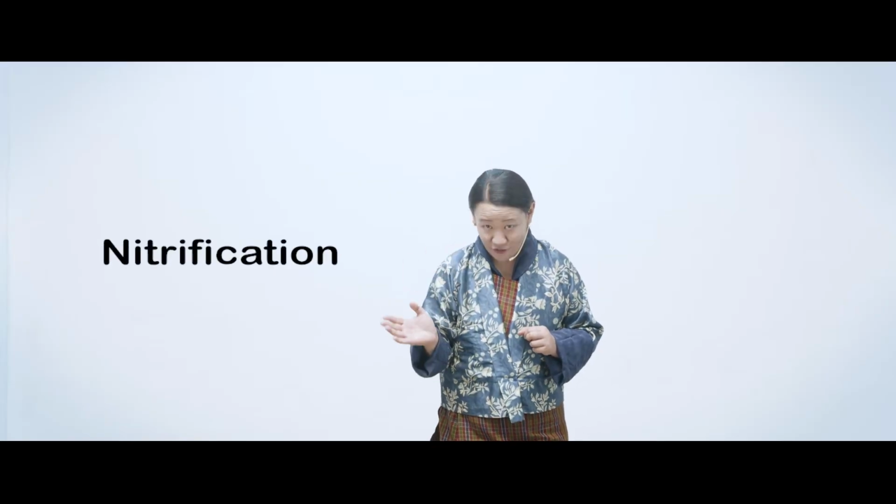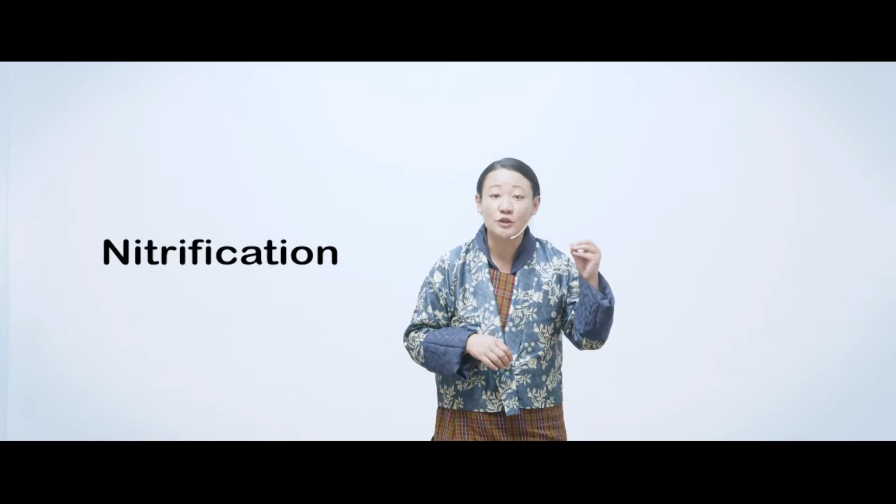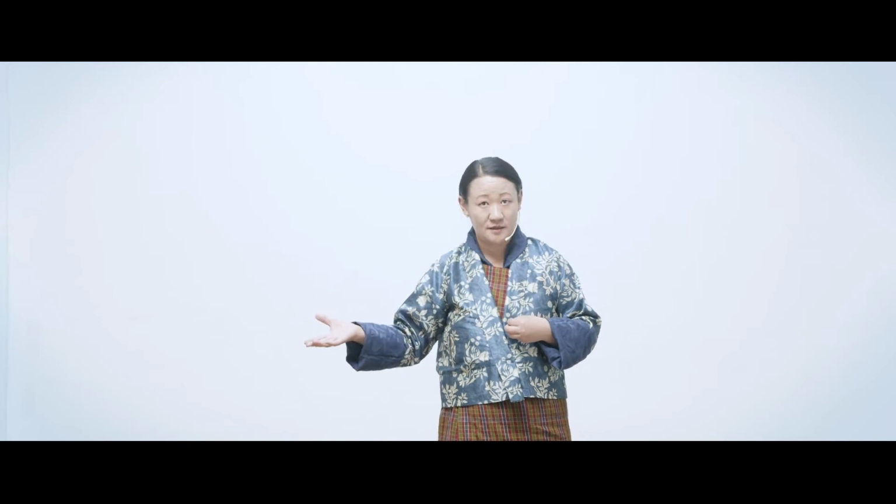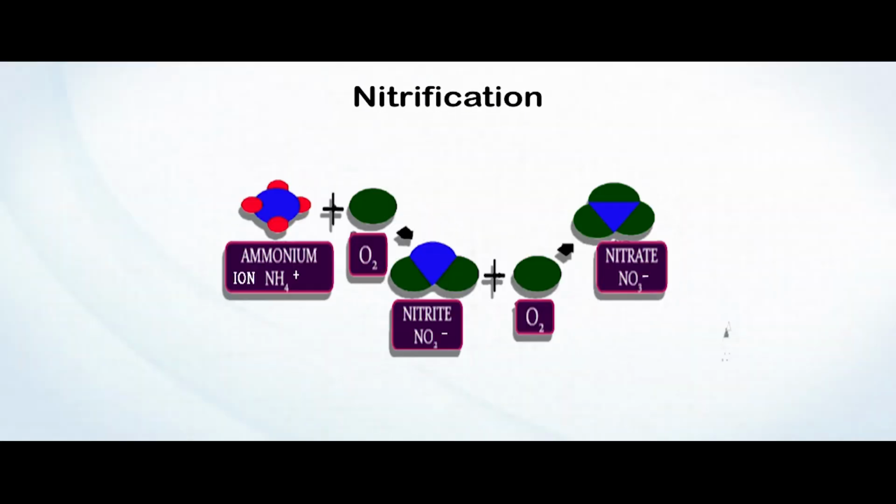Let's look at nitrification. Bacteria in the soil and the nitrifying bacteria will convert the ammonia to nitrate. Oxidation of ammonium ion is performed by bacteria such as Nitrosomonas, which converts the ammonia to nitrites. Bacterial species such as Nitrobacter are responsible for the oxidation of the nitrite into nitrates. You can look at the process of nitrification.